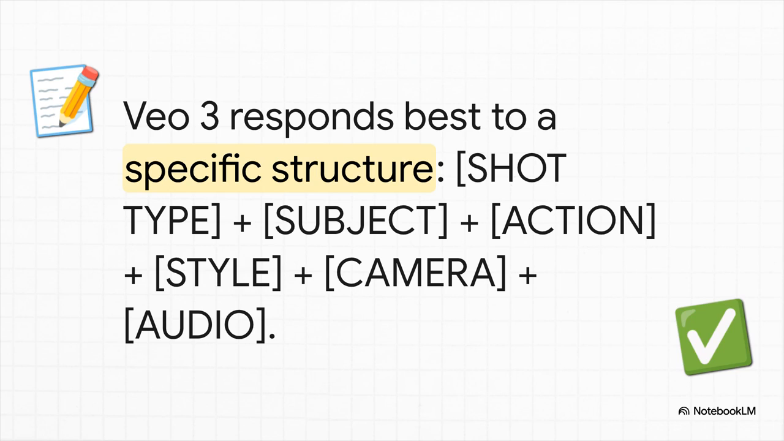After a ton of playing around with this, people have figured out that VO3 really likes a specific structure. You want to front-load the most important stuff. So you start with a shot type, then describe your subject and what they're doing, define the overall style, and then finish with camera moves and audio. Seriously, this is the formula for success.